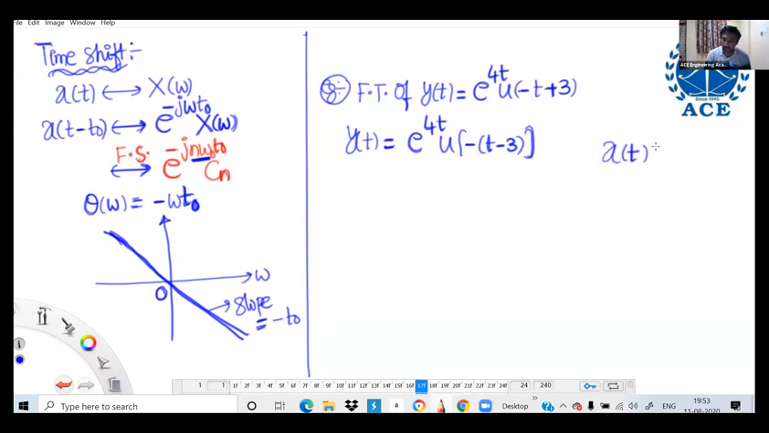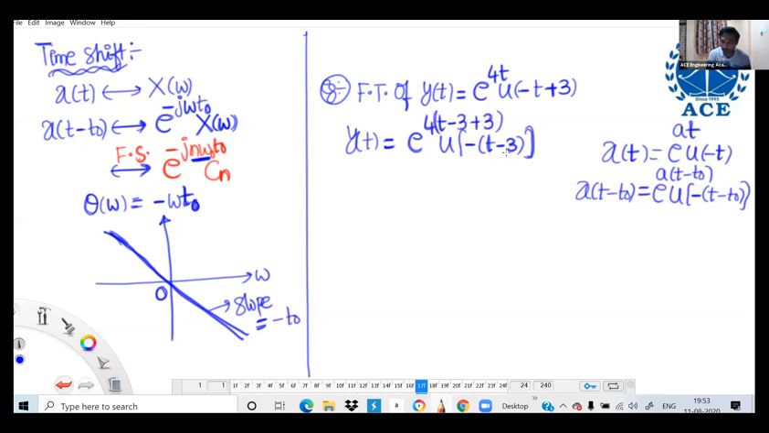Listen. If x(t) is taken as e^{at}u(-t), what is x(t - t0) meaning? e^{a(t - t0)}u(-(t - t0)). In the exponential power, for the given example, that shift is not there, so what adjustment do you need? t - 3 plus 3 is needed. The shift is neatly visible: t - 3. Now it is in the correct form. Right shift.